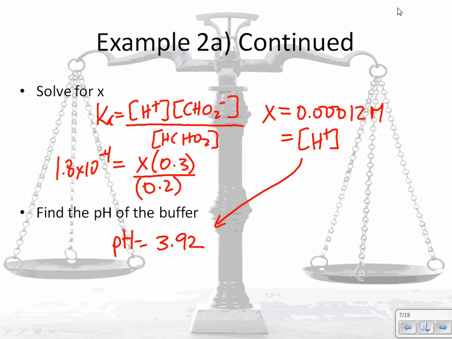And when I calculate the pH, it is at 3.92. All right, in my next couple of examples, I'm going to show you what happens when we add some base and when we add some acid. So in both cases, the pH is going to change a little bit, but again, because it's a buffer, we shouldn't see a drastic change.